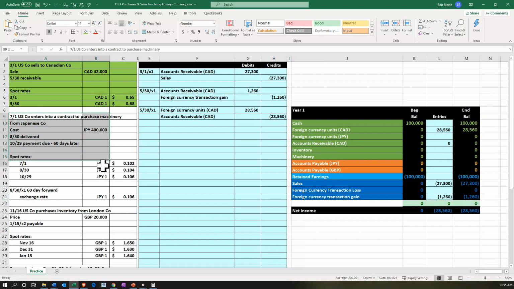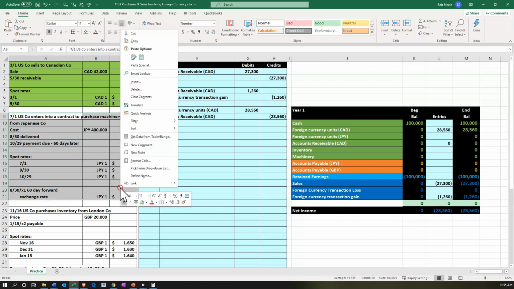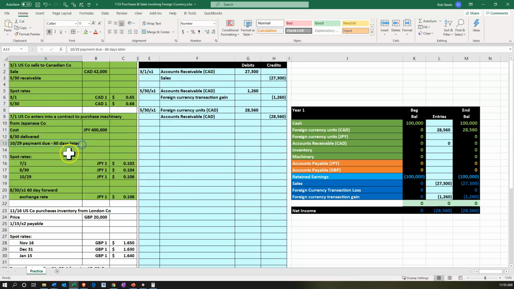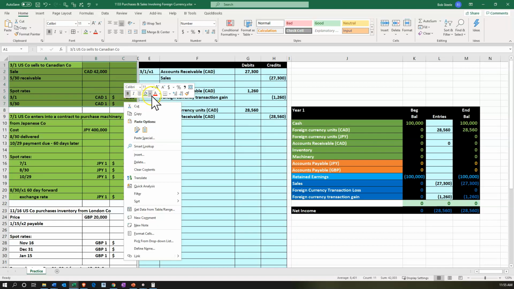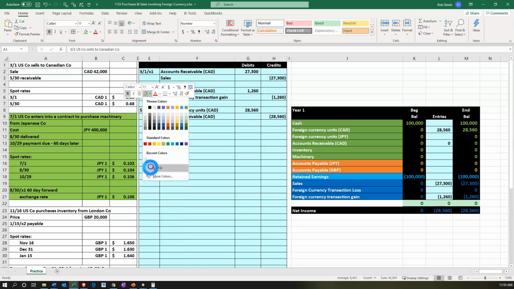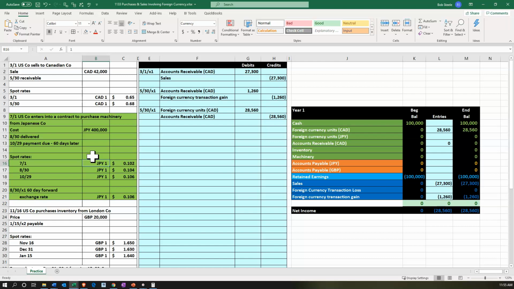So the next problem set is going to be this information. I think all of that is going to be included. This is going to be in the Japanese yen, I believe. It's yen. And so we're going to close this or ungreen that and green this one. So then we got on 7-1, U.S. company enters into a contract to purchase machinery from a Japanese company. So again, we're the U.S. company. We're purchasing machinery from a Japanese company.